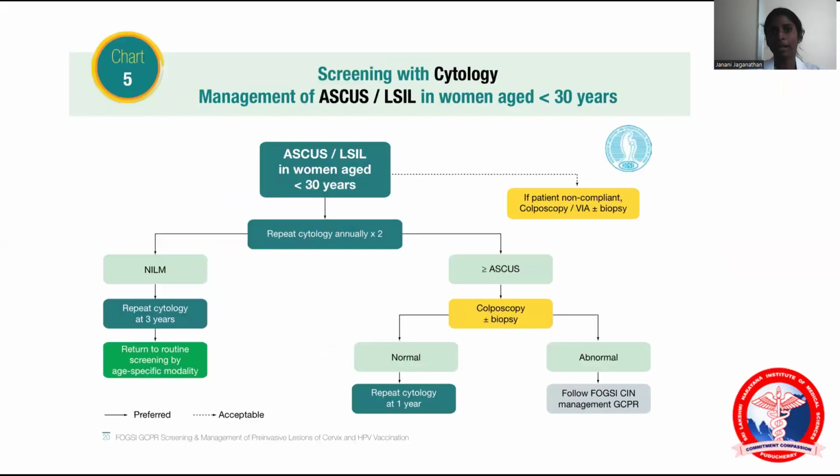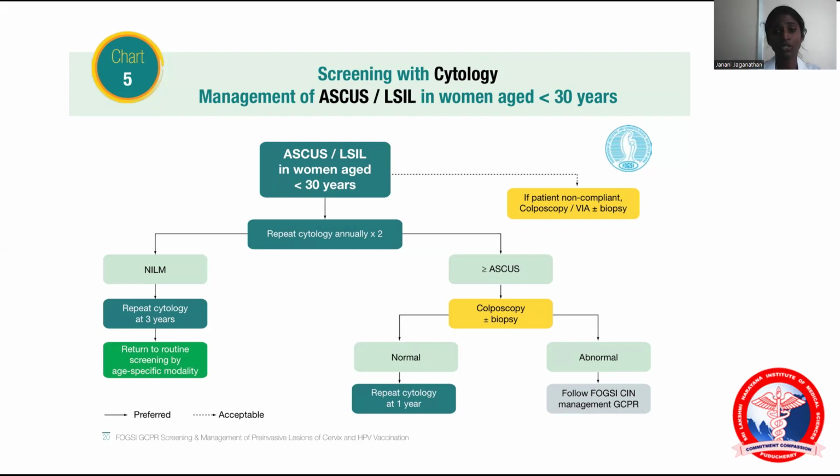So next category, management of ASCUS or LSIL in a woman aged less than 30 years of age. We have to repeat cytology annually, twice. If it comes as negative for intraepithelial lesion or malignancy, we have to repeat cytology at 3 years. And if it comes as negative, we have to return to routine screening by age-specific modality.